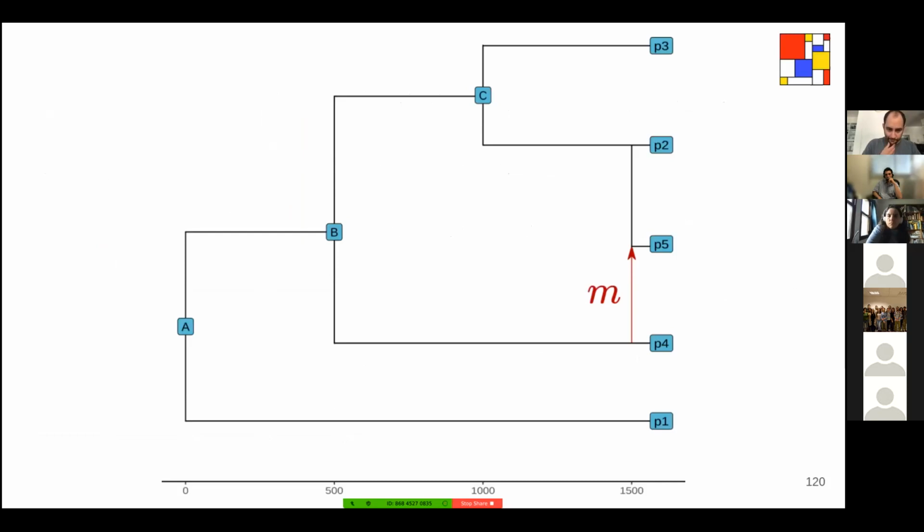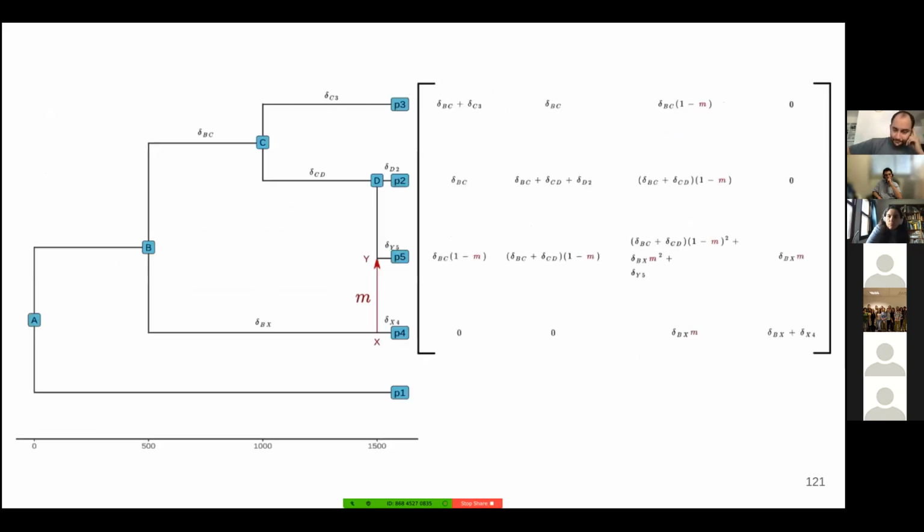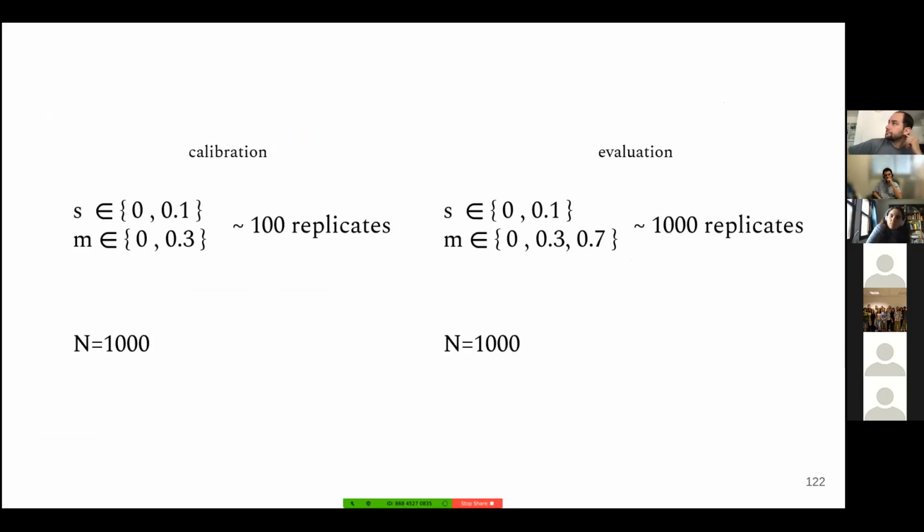For the evaluation scenario, I simulated the following tree, where an admixture event takes place between P2 and P4 to give rise to a new population, P5, and P1 is an outgroup here. So here is the corresponding covariance matrix with the given drift parameters and admixture coefficient. And the selection coefficient S is either 0 or 0.1. The admixture coefficient M is either 0, 0.3, or 0.7 for evaluation.